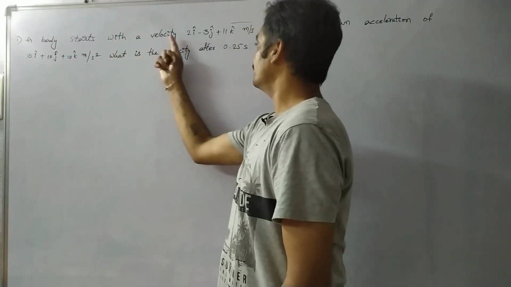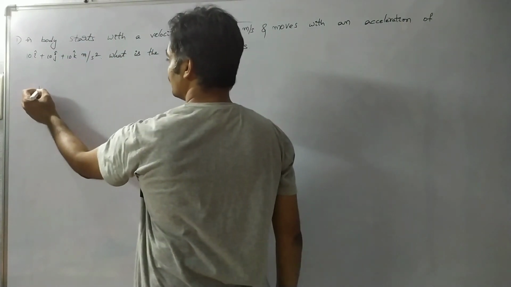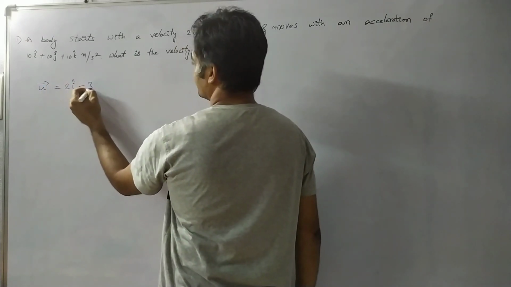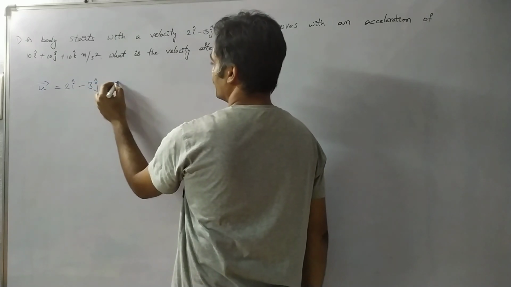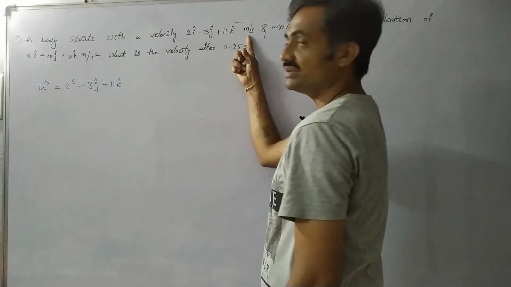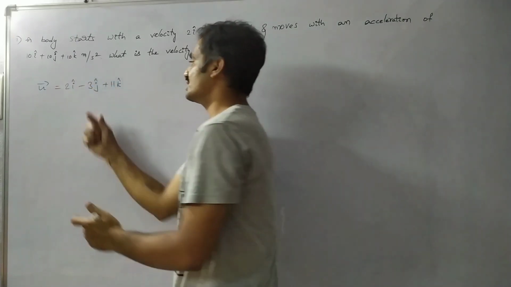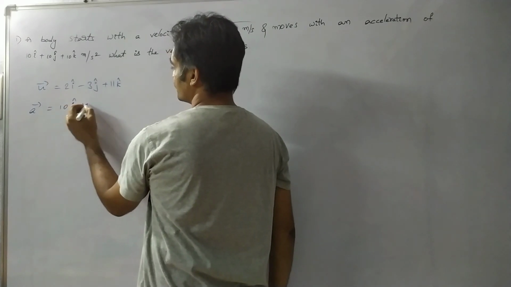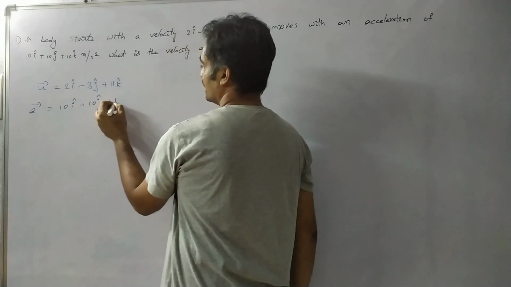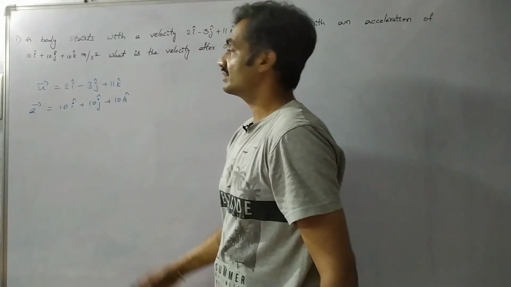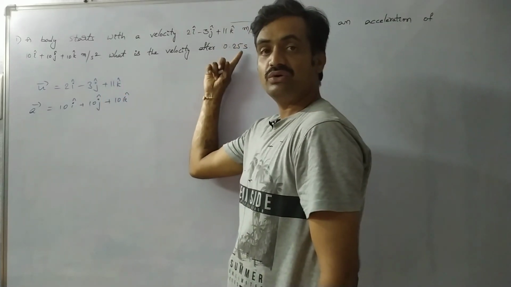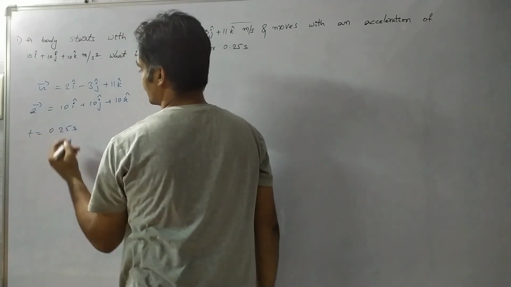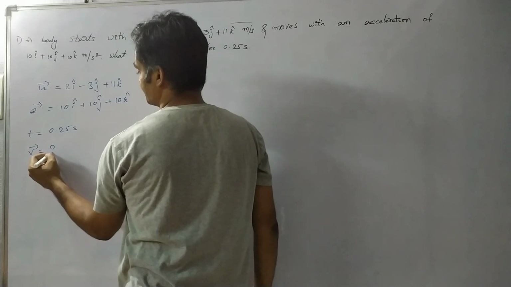Observe that a body starts with a velocity, so here the initial velocity is given as u bar equals 2 i cap minus 3 j cap plus 11 k cap meter per second, and moves with an acceleration, here the acceleration is given as a bar equals 10 i cap plus 10 j cap plus 10 k cap meter per second square. What is the velocity after 0.25 seconds? So here the time taken by the body to travel is 0.25 seconds. Now we have to find the final velocity.